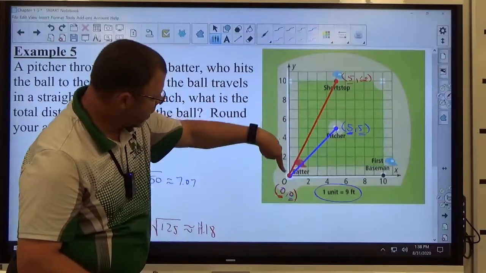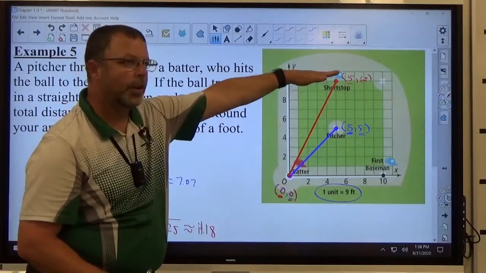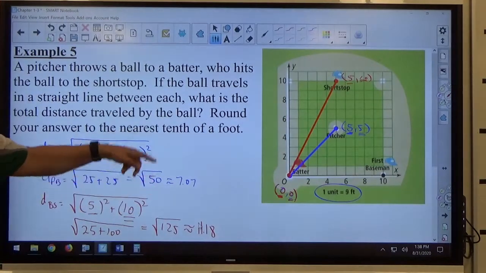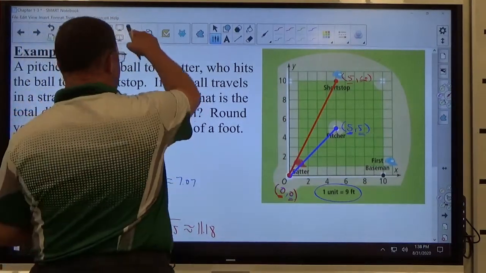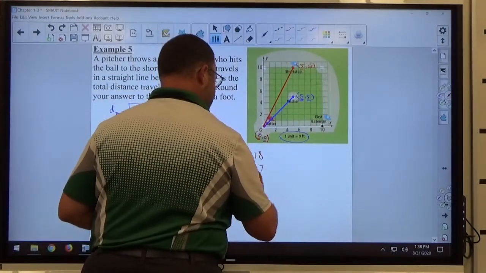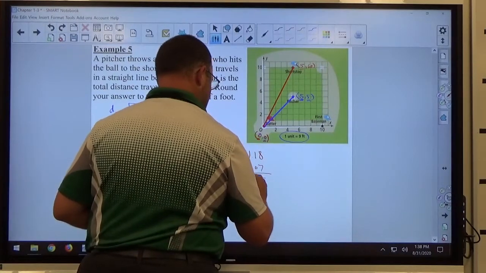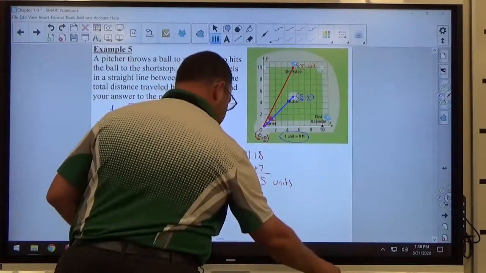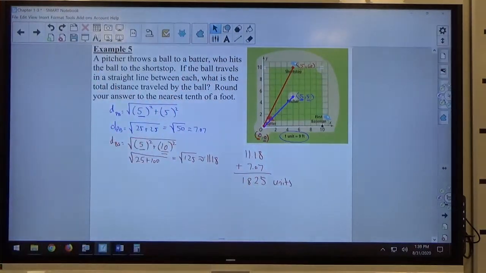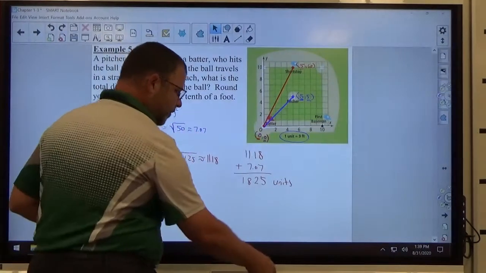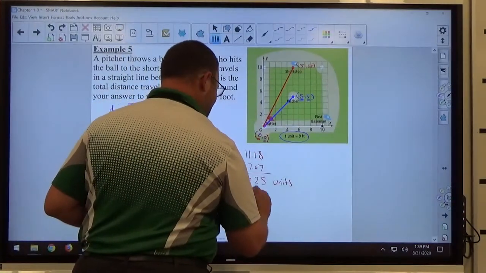So from here to here is 7.07 units, from here to here is 11.18 units. So the total distance traveled by the ball in units is these two numbers added up. So I get 11.18 plus 7.07, 18.25 units. So 18.25 units is the total distance traveled by the ball, but again, it says 1 unit is equal to 9 feet. So to get feet, we're going to multiply that times 9.